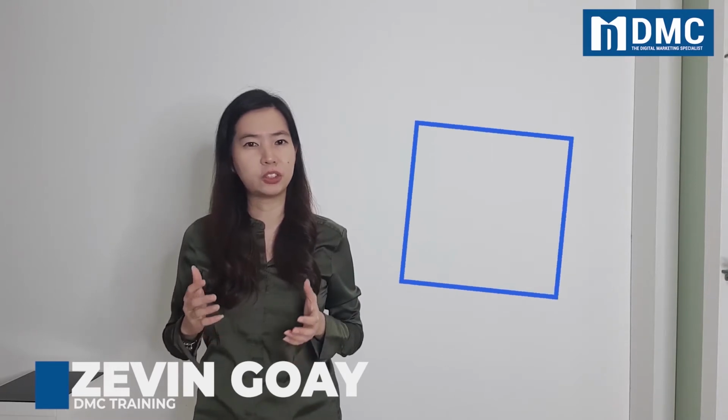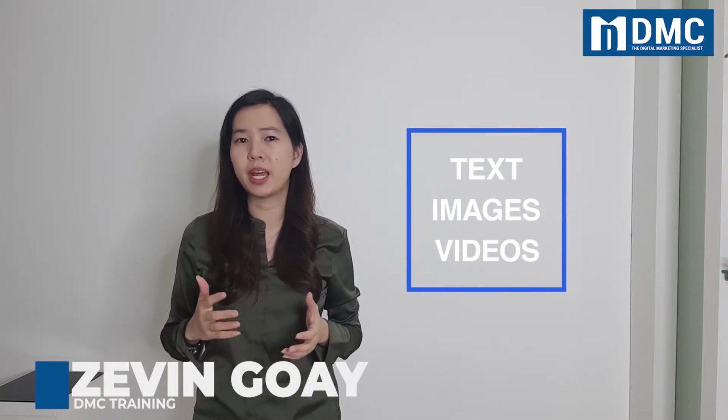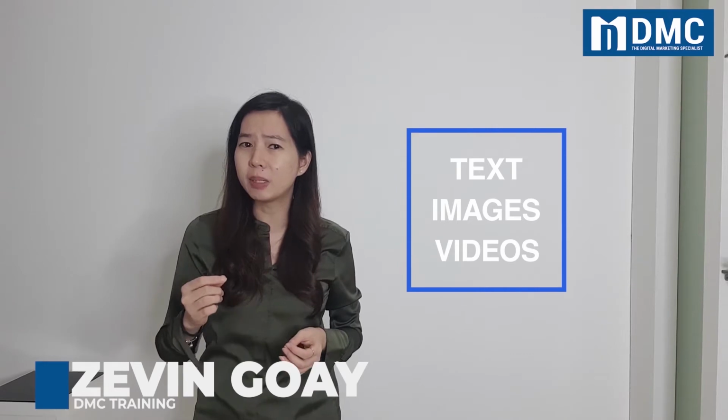If you have been thinking of having different types of content on your website, not just purely text and images, but at the same time you would like to add in some elements of video content to your website, how do you do that?